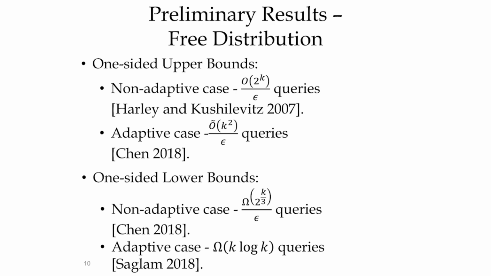Okay, if we want to talk about one-sided upper bounds, these are the results we get. For the non-adaptive case, we get O of 2^k divided by epsilon queries. And in the adaptive case, we get O of k squared divided by epsilon queries. In the one-sided lower bounds, for the non-adaptive case, we get omega of 2^k divided by k, or that divided by epsilon queries. And for the adaptive case, omega of k log k queries.